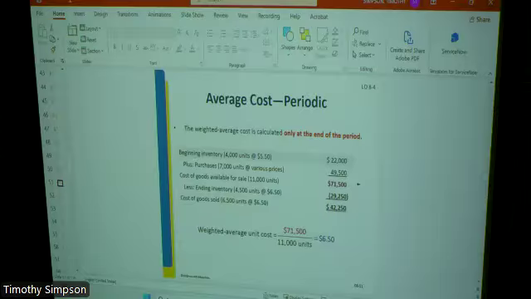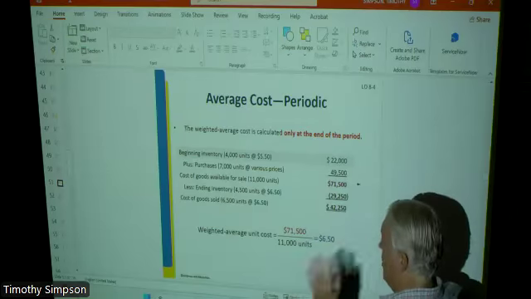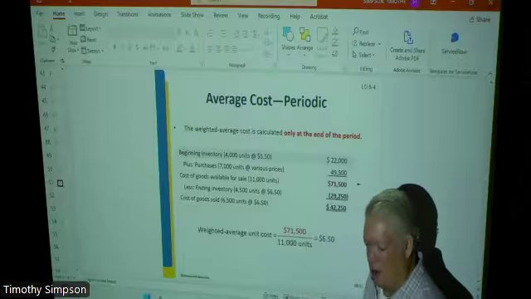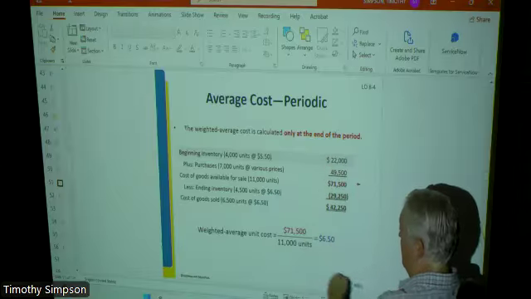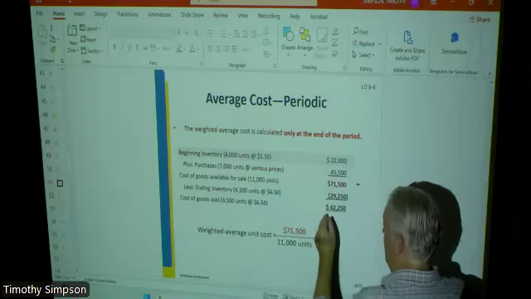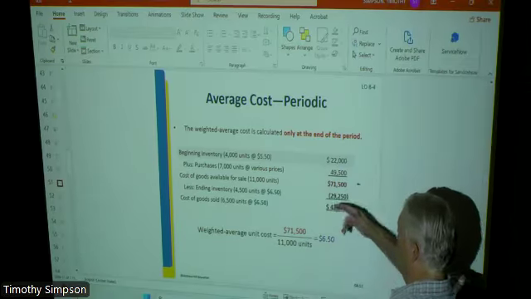In this case, all we're simply doing is saying goods available for sale. So remember the periodic system, one of the virtues of the periodic system is it clarified what the facts were. We have beginning inventory plus purchases equals goods available for sale, minus ending inventory equals cost of goods sold. Or you can invert these last two terms.